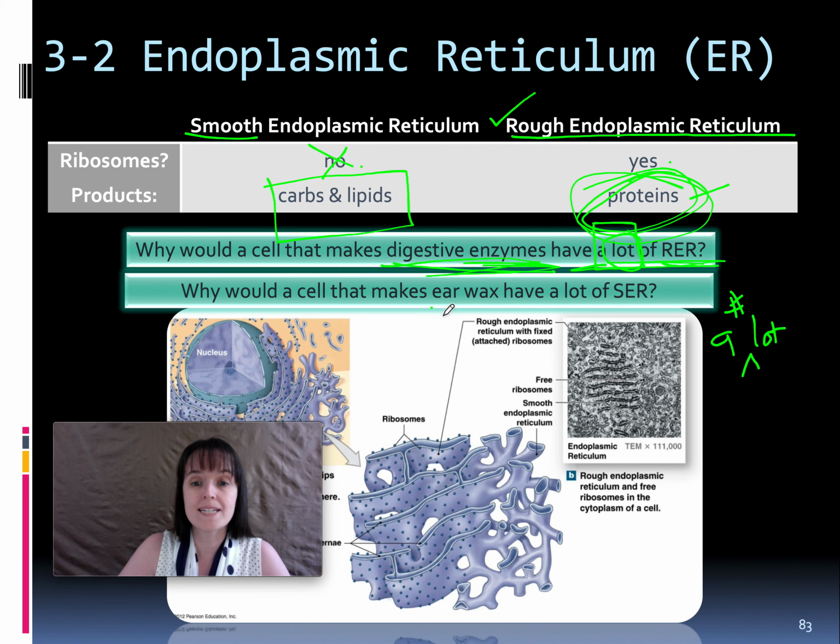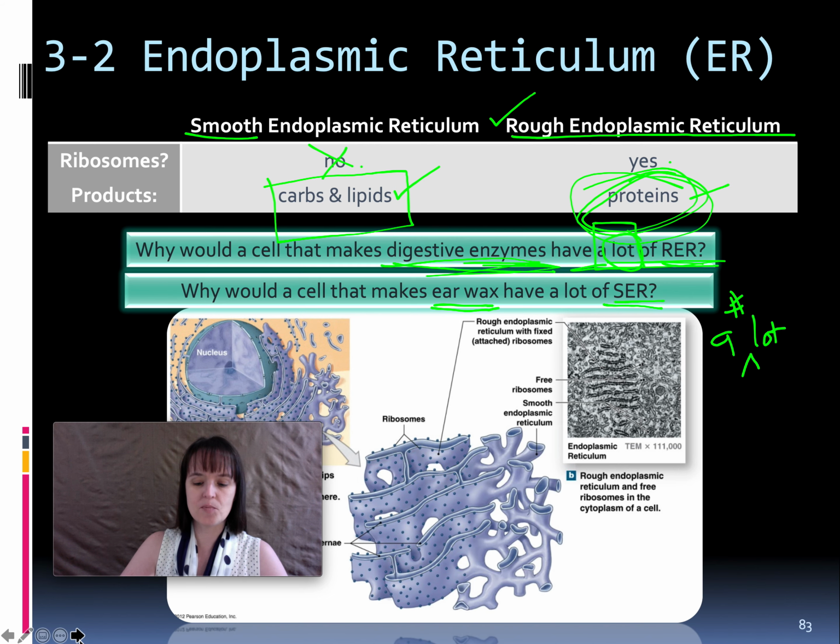Why would a cell that makes earwax, which is called cerumen, have lots of SER? What's SER make? Carbs and lipids. What does earwax have to do with carbs and lipids? Oh, the lipids are fats, oils, and waxes. That's right. Got it.